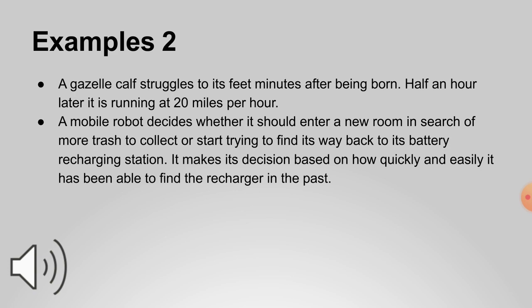In another example, a mobile robot decides whether it should enter a new room in search of more trash to collect or start trying to find its way back to its battery recharging station. It makes its decision based on how quickly and easily it has been able to find its recharger in the past. So we can see that by experimenting with actions and taking into consideration the results of its actions, a robot learns how it should act in future.